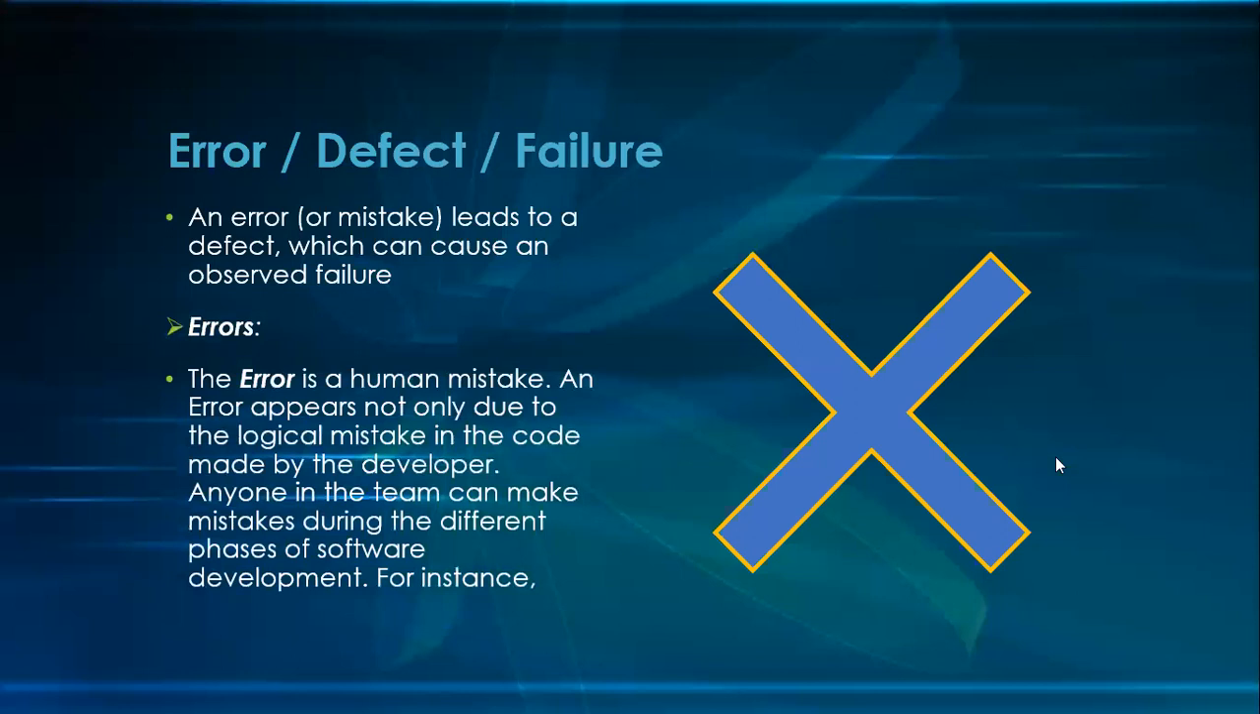An error appears not only due to a logical mistake in the code made by the developer. Anyone in the team can make a mistake during the phases of software development. So it's a human mistake. I said human mistake, so anybody can make that mistake. It might not be a code thing. It could just be, for example, before I make this example, note that in an IT team or in an agile team, there are various roles, various types of people. It's not only testers that are in a team.